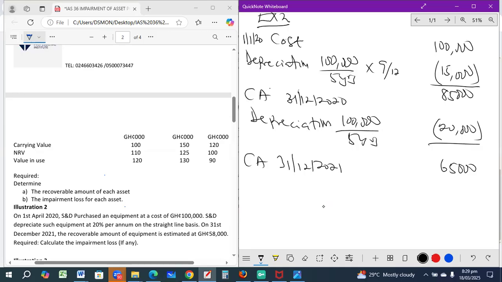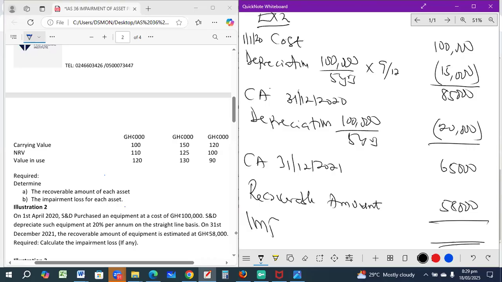All right. So we have ascertained the carrying amount as at 31st December 2021. Now let us compare it with our recoverable amount. What is our recoverable amount? 58,000. So, is there any impairment? Impairment of 7,000, because the carrying amount as at 31st December 2021 is more than the recoverable amount as at 31st December 2021 by 7,000. Please, any question?